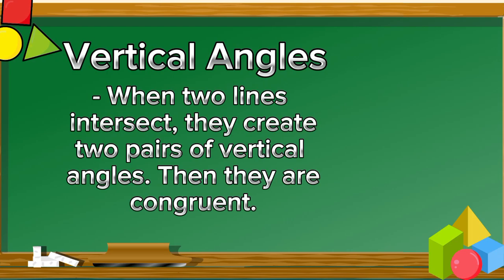When two lines intersect, they create two pairs of vertical angles. A crucial property of vertical angles is that they are always congruent, meaning they have equal measure. For example, angle 1 and angle 3 are congruent, and angle 2 and angle 4 are also congruent.